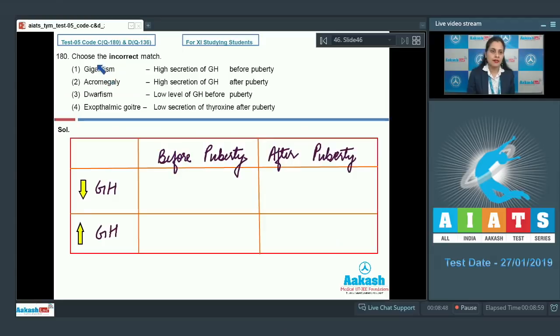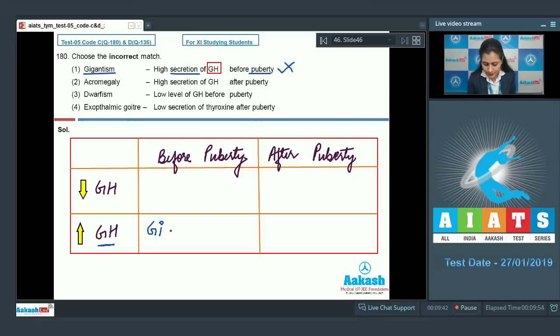Question number 180. Choose the incorrect match. And the match given are gigantism, and the match is high secretion of GH before puberty. GH represents growth hormone, and gigantism is caused because of the high secretion of growth hormone before puberty. And as it is a correct match, so this cannot be a correct answer to our question. Gigantism is caused because of the high secretion of growth hormone before puberty.